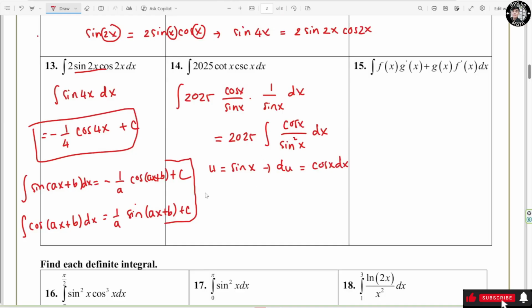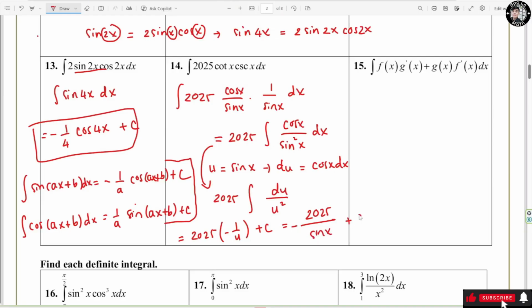So we substitute back over here, so this becomes 2025 times the antiderivative of du over u squared, right? Now we're going to use the power rule, so it should be negative 1 over u plus c. So it could be 2025 over u, where u equals sine s, so it could be sine s right here. Don't forget the negative sign right here and plus c. This one is the final answer.